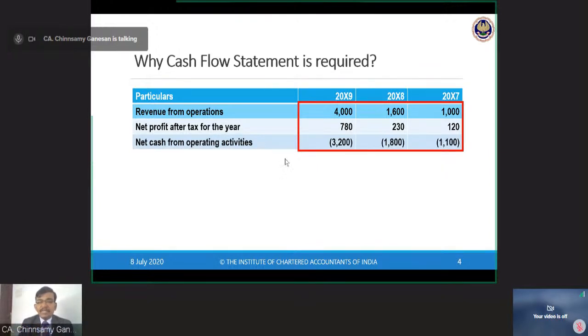But if you see the net cash from operating activities, which we prepare based on the statement of cash flows, the first year it shows negative cash flows of 1,100 crore coming from the operating activities. That means even though it sells 1,000 crores of turnover, it is not able to collect.